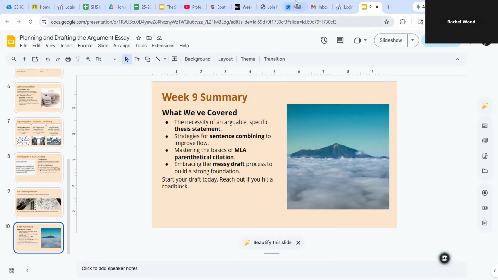So now I'm going to go back to Brightspace so that you can see everything you have due this week. And we will move into that. I just got to move my screen just a tiny little bit here.